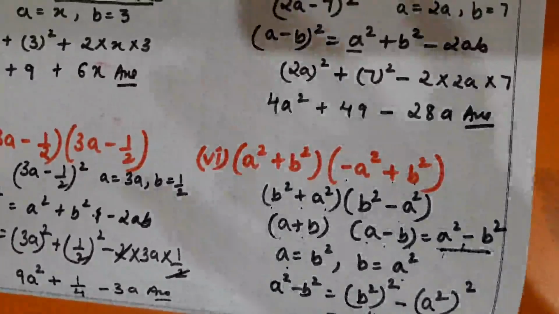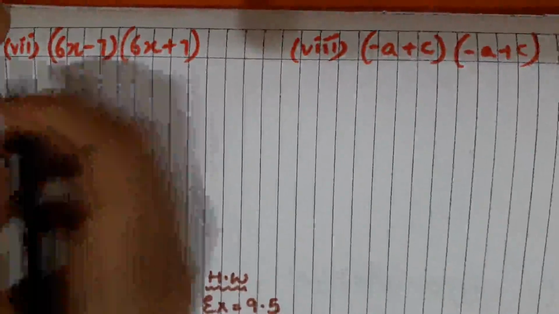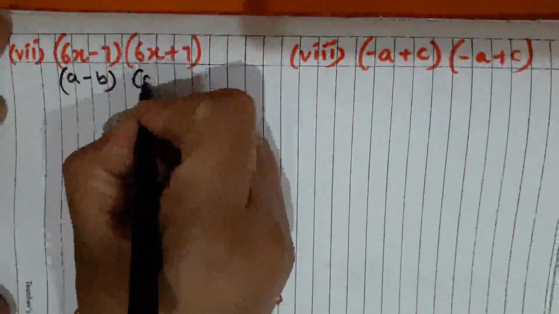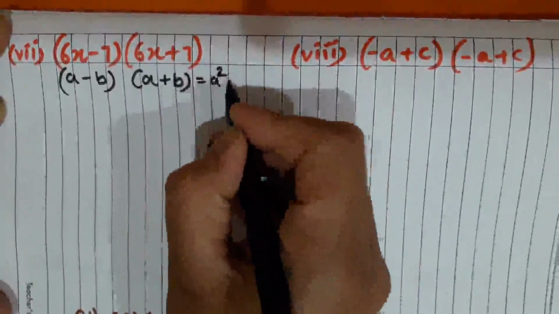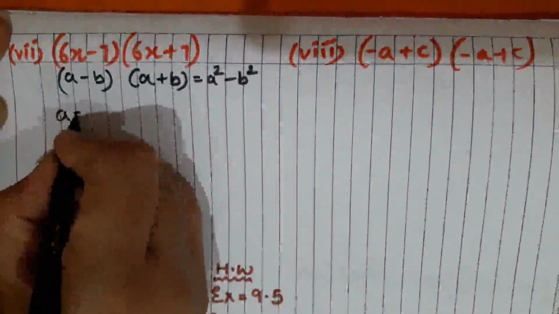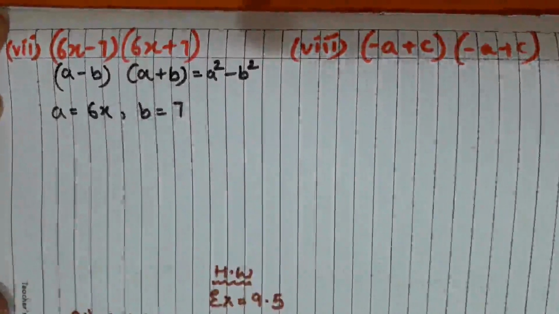Let's move to the next part. Now let's see 7th part. See, this is (a − b) and (a + b). Okay, so it equals a² − b². So what is a here? a is 6x and b is 7 here.